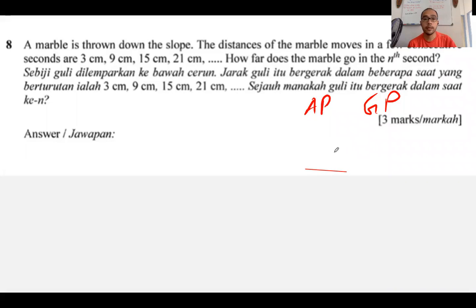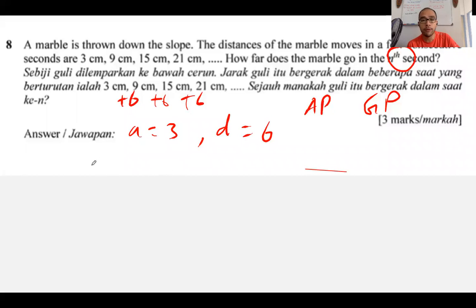Okay, so this is obviously AP lah, because 3, 9, 15, semua tambah 6, tambah 6, tambah 6. Okay, so our A is 3, our D is 6. Okay, now how far does the marble go in the nth second? Dia tidak bagi nilai n, tapi dia tanya sejauh manakah guli itu bergerak dalam saat yang ke n.